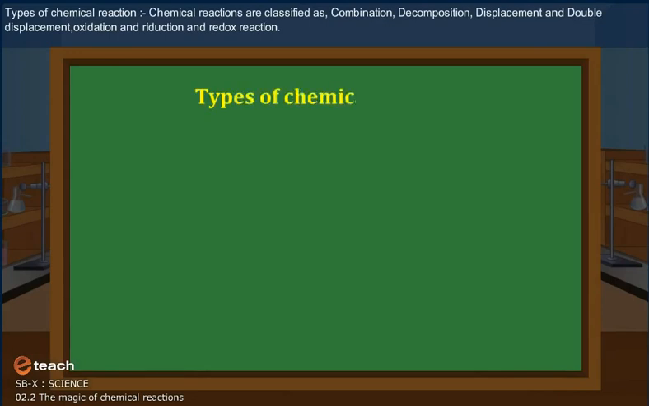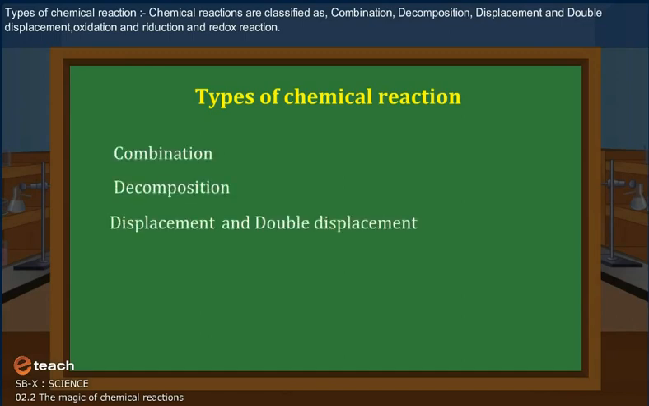Types of chemical reaction. Chemical reactions are classified as combination, decomposition, displacement and double displacement, oxidation and reduction, and redox reaction.